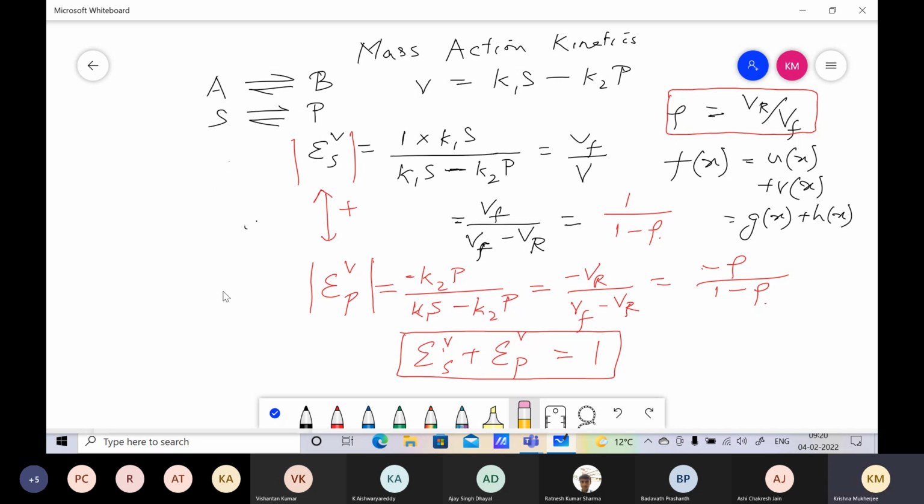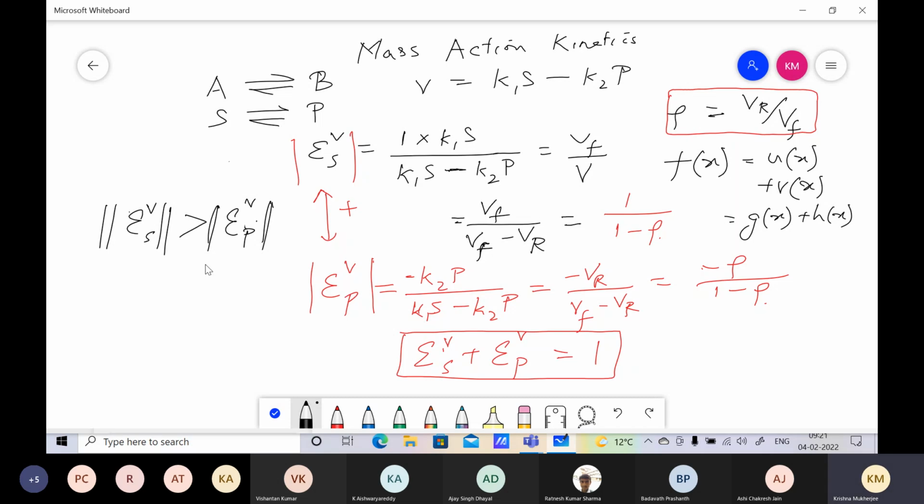So which is larger? I'm asking you, what about mod of EV by S? Sir, is this larger in terms of magnitude, because it's negative? It will be larger. Rho is always less than 1, divided by 1 minus rho. Yes, sir. So EV by S is always greater than EV by P.